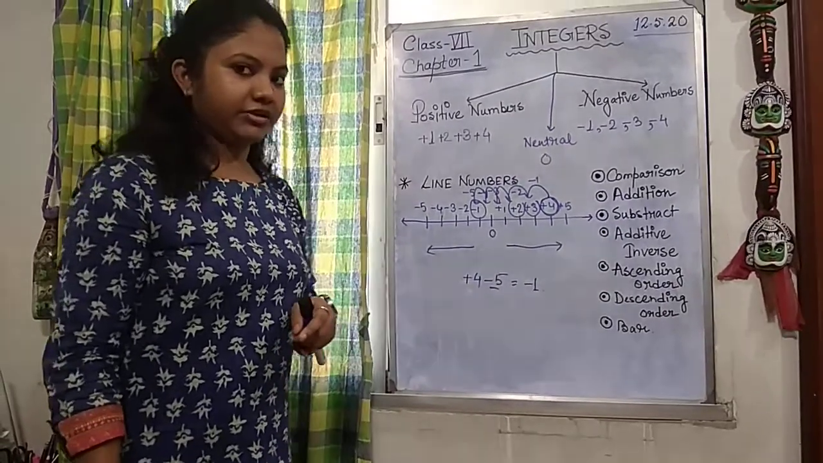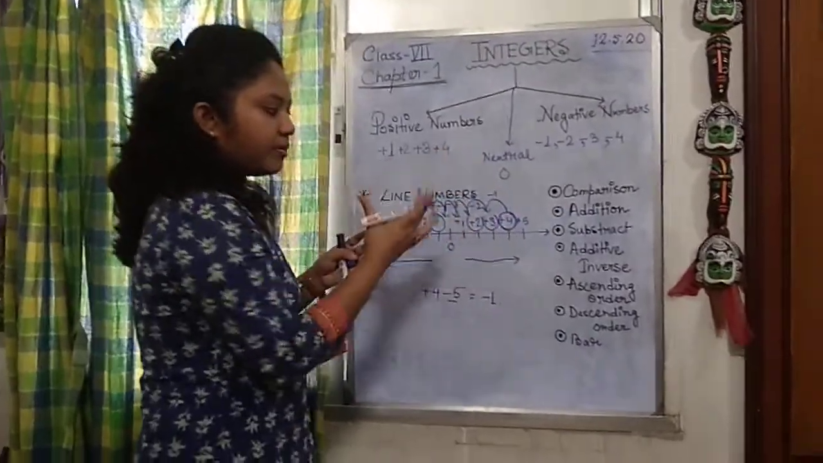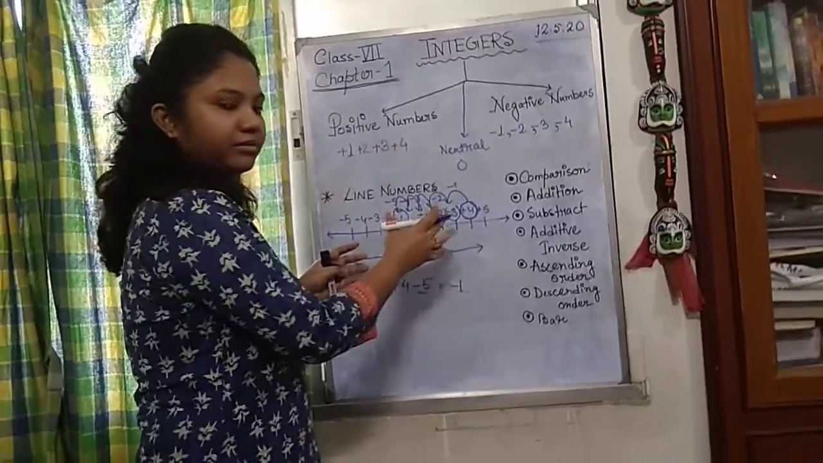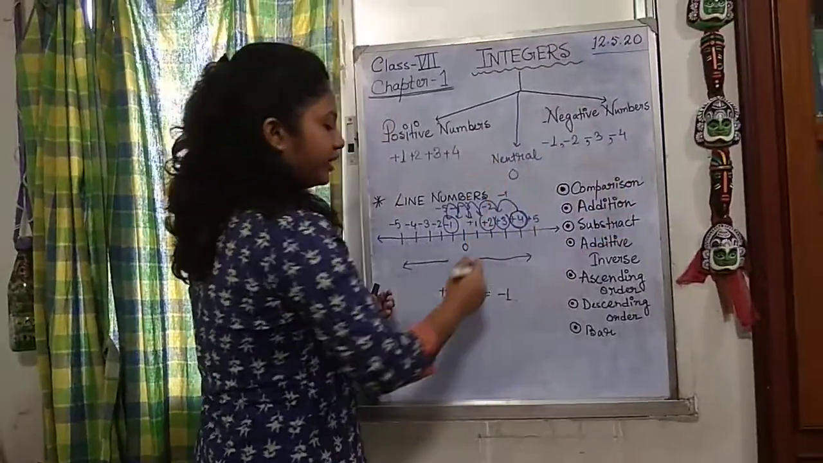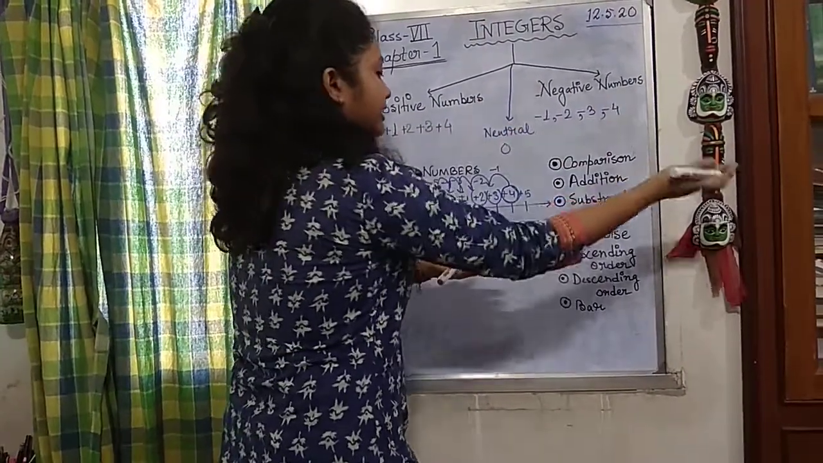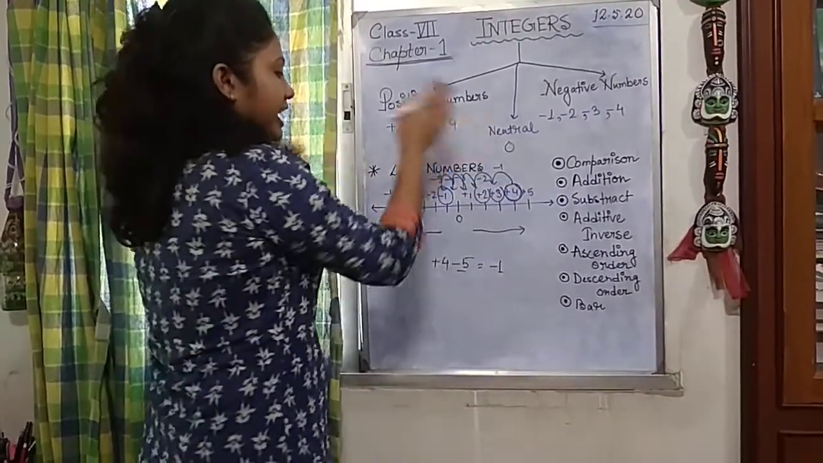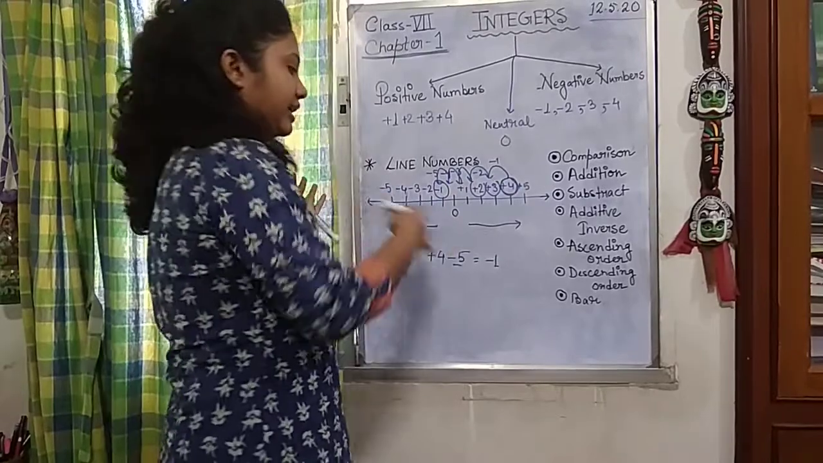I think we are clear, right? Let's brush it once more: when we are plotting a number on the number line, when we are adding something, it will move to the right hand side, and when we are subtracting something, it will move toward the left hand side.